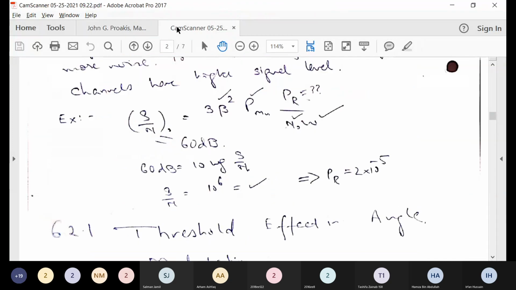In this relationship, you could very well see you are given that required SNR is 60 dB. You are given beta. You are given the normalized power. You're given N naught. You're given W. You just have to find the received power at the input to the receiver. So you put all the values. 60 dB will become 10 to the power 6, dividing by 10 becomes 6, and 10 to the power 6. Hence you can find the receive power at the input of the receiver coming out to be 2 into 10 to the power minus 5.